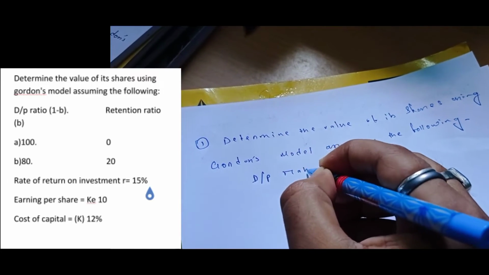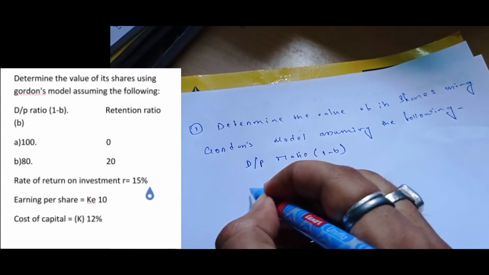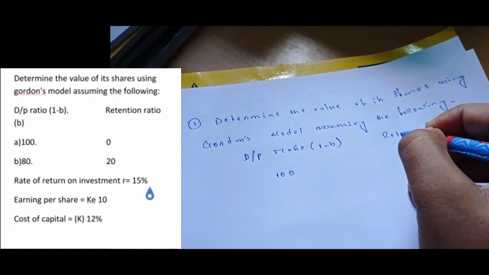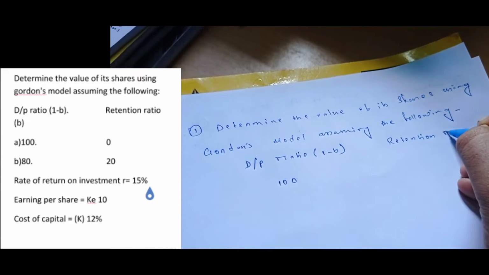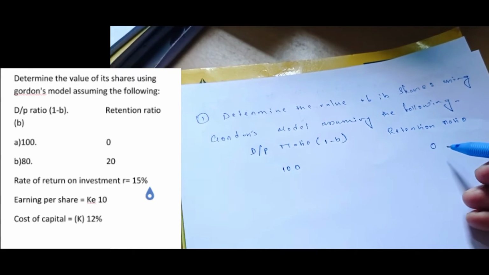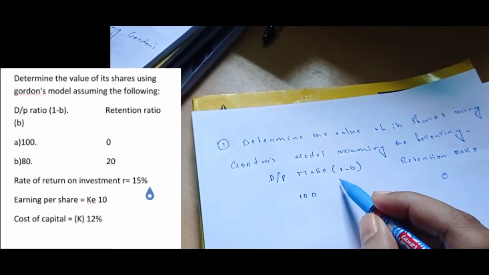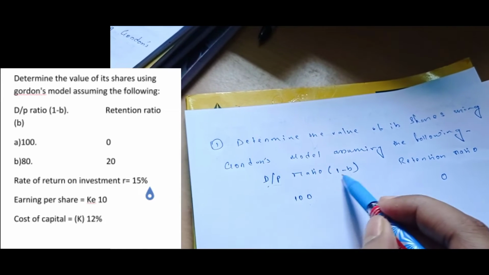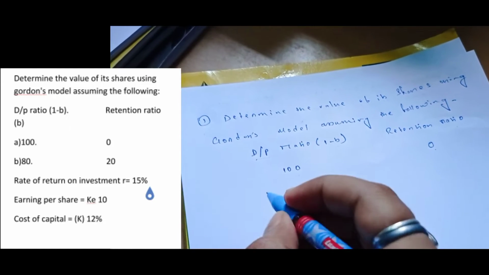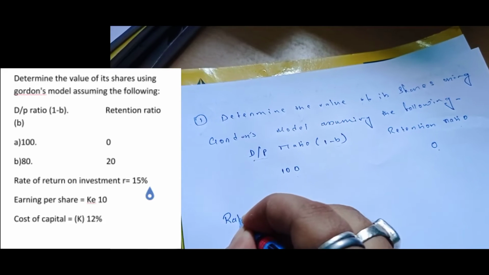DP ratio means 1 minus B, that is 100, and retention ratio, that is 0. Okay, first we have to find out DP ratio which you get on formula, and retention ratio is 0. First important thing, we have to write the formula, but some informations are there in questions also.